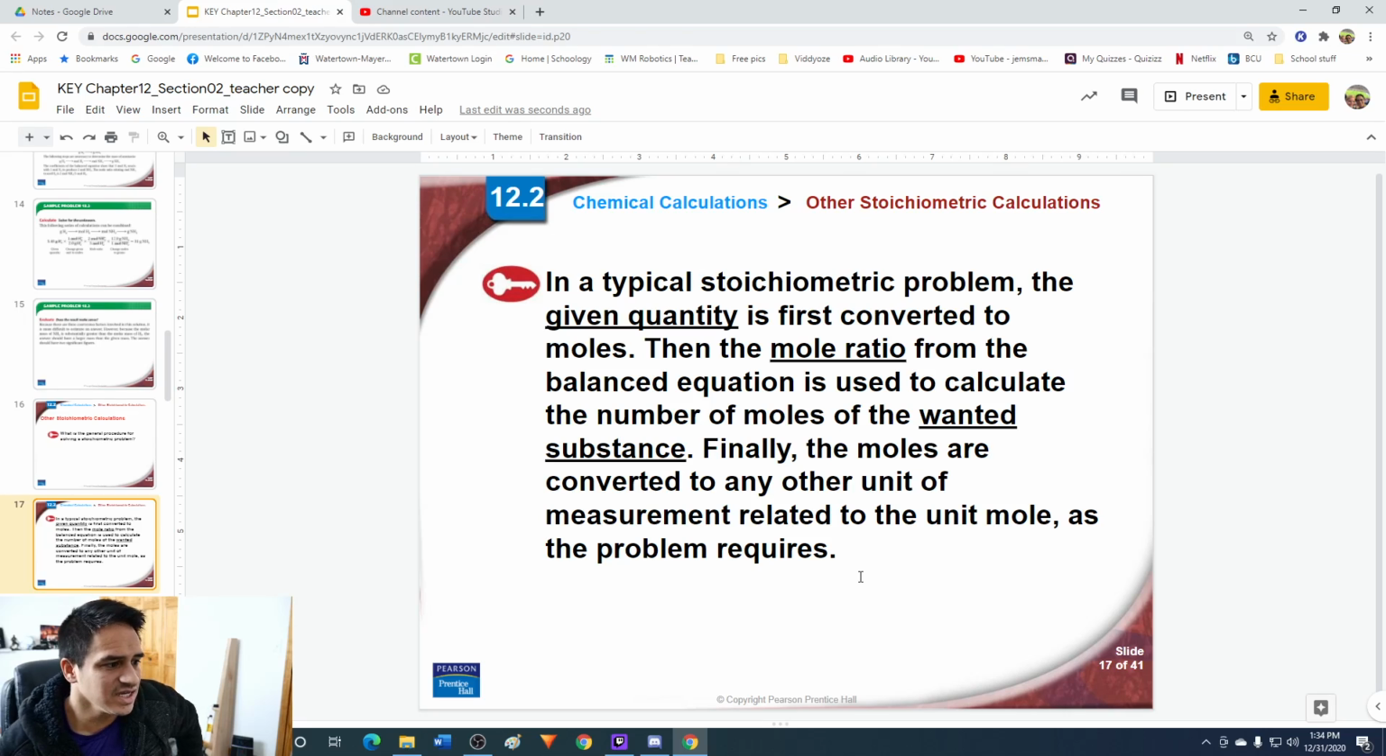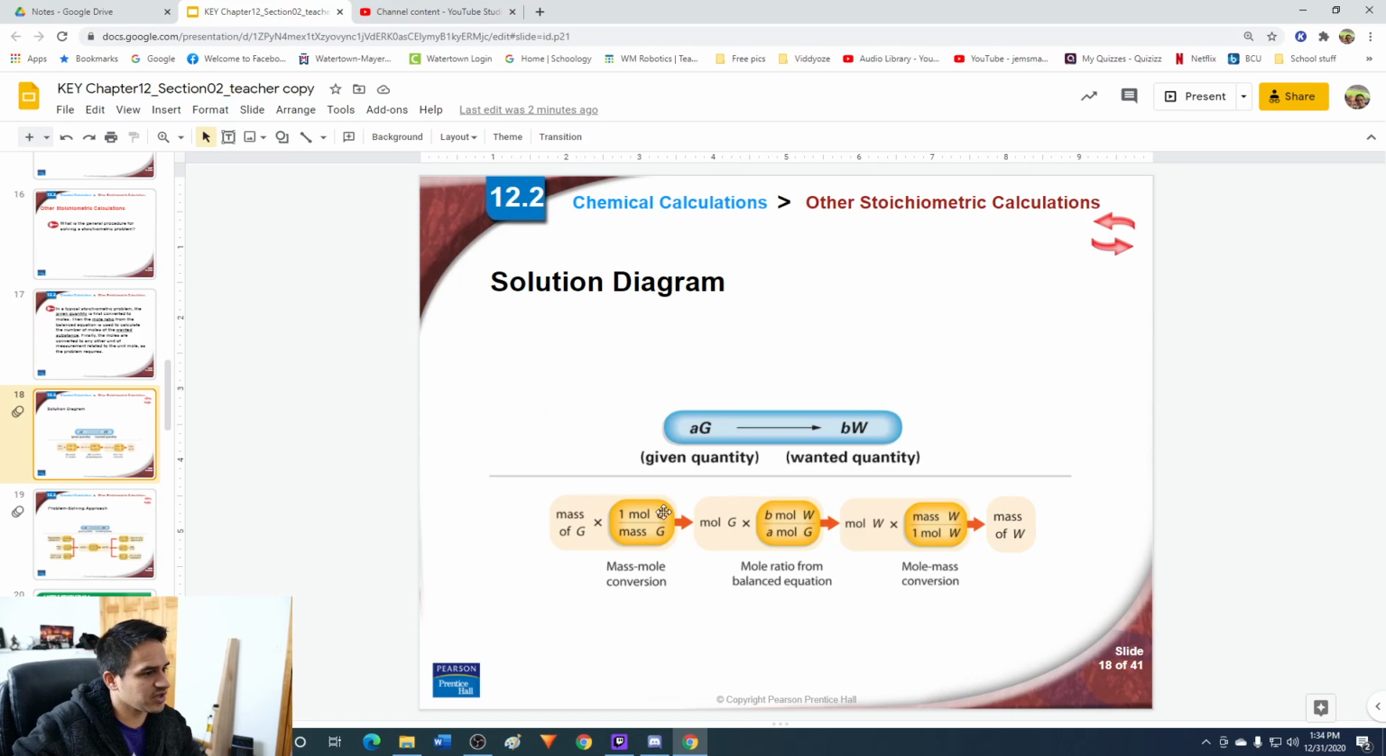And then lastly, the moles of that are converted back to whatever other unit the problem wants using whatever conversion factor we need. If our final answer needs to be in grams, we'll take those moles and convert to grams using molar mass, like we just did in the previous problem. If they want liters, we'll take those moles and convert into liters using molar volume. Or if they want particles like molecules, we'll need to convert using Avogadro's number. So there's a nice little flow chart here that kind of shows this.